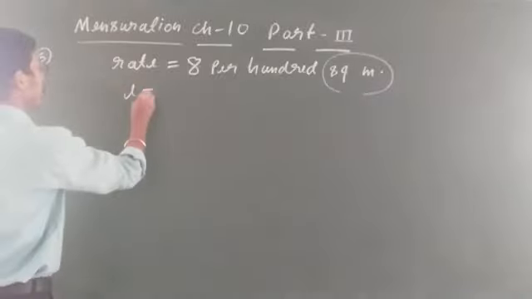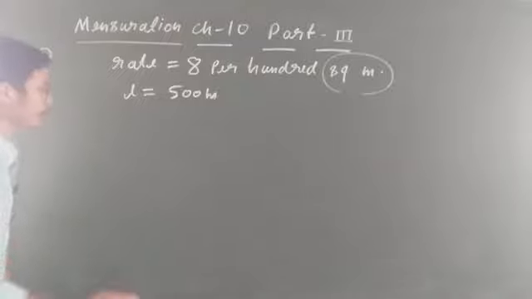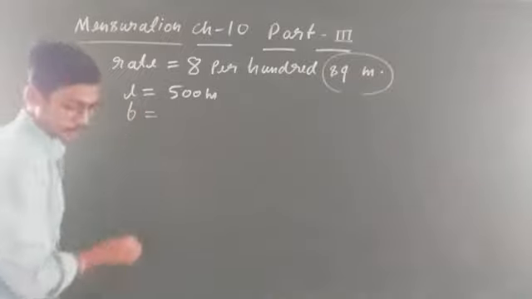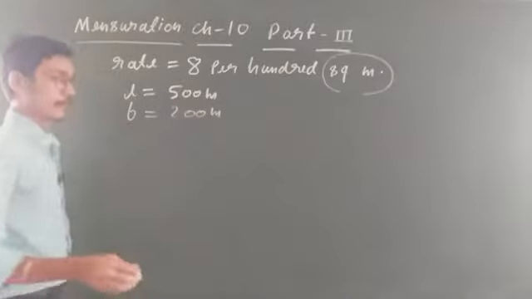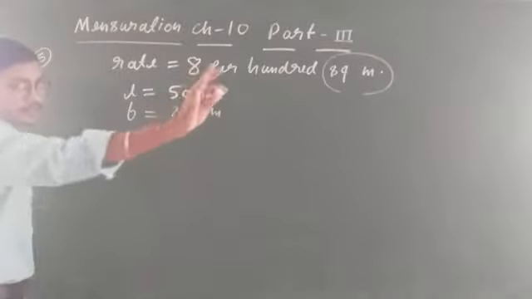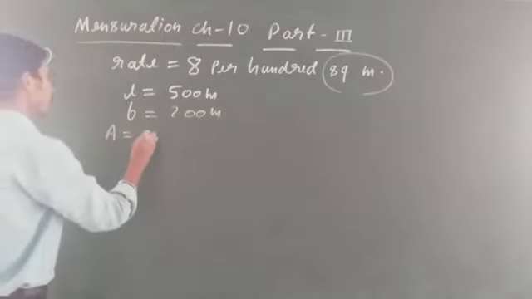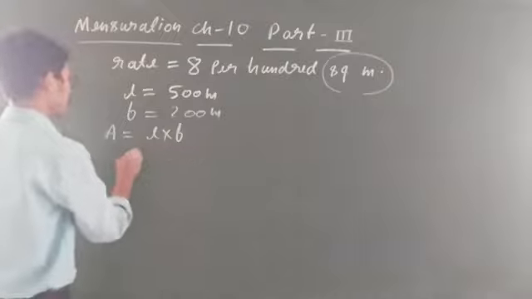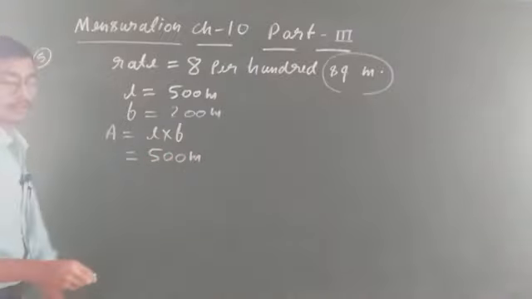Now what is given? Length L is given 500 meters. Okay, and breadth is given what? 200 meters. To find out area, since square meter is given, area equal to L into B. Clear? L is 500 meter. B is 200 meter.